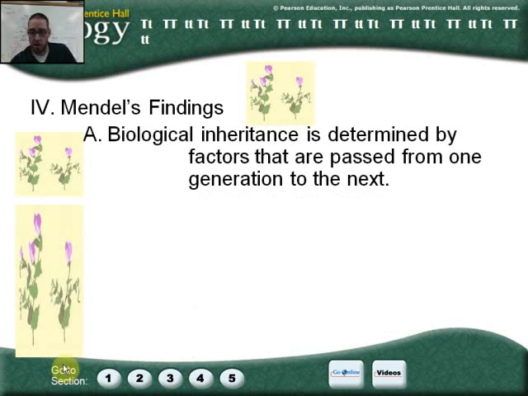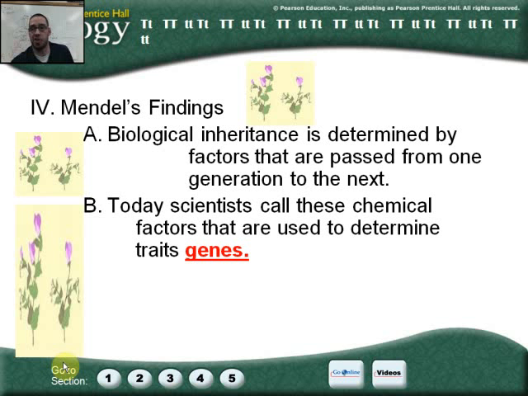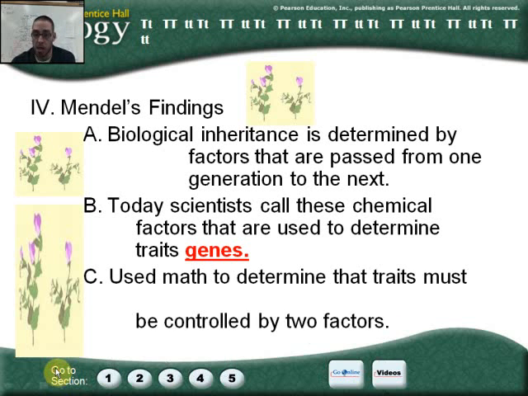So what did he find out? Mendel's findings. He concluded that biological inheritance is determined by factors. We know these factors now as genes, or a genetic sequence. We use letters to represent those genetic sequences when we start doing Punnett squares.